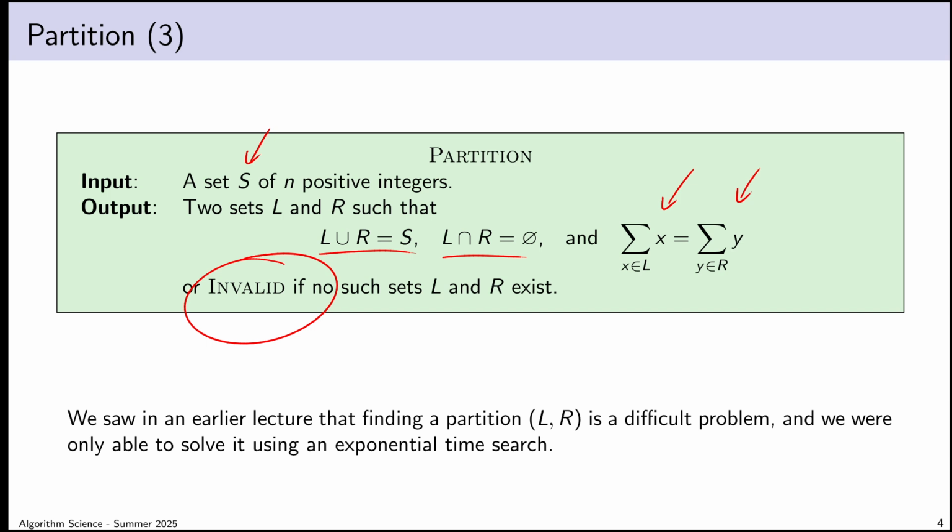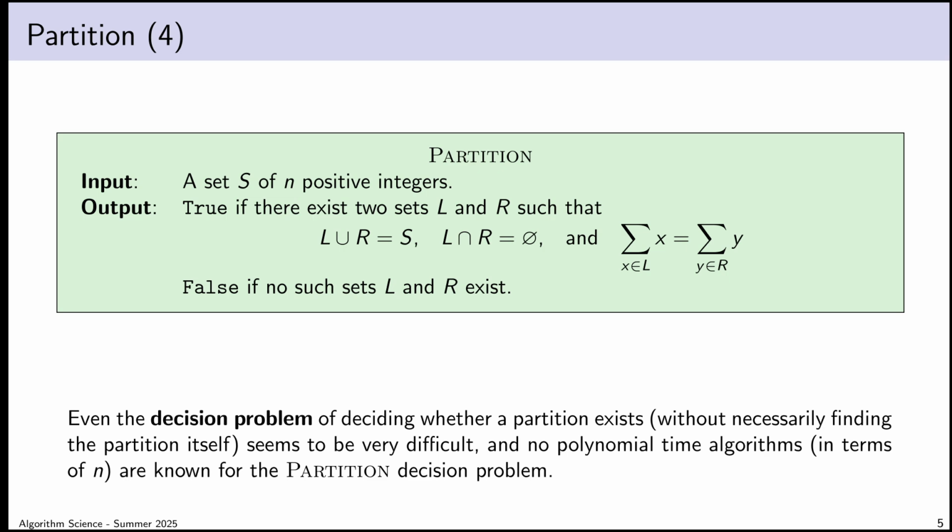And it turns out that even if we change this into a decision problem, which is where we're turning it into a yes or no question, instead of asking you to find me sets L and R, I'm just asking you yes or no. Is it true that sets L and R actually exist? Is there a valid partition or not? If your answer is true, I don't even need you to tell me the values of L and R. Even if we turn this into a decision problem with a yes or no answer, the problem seems to be very difficult, and we weren't able to come up with an algorithm better than exponential time to solve it.